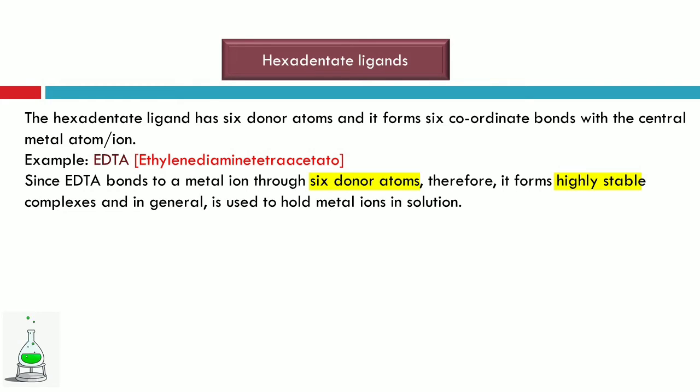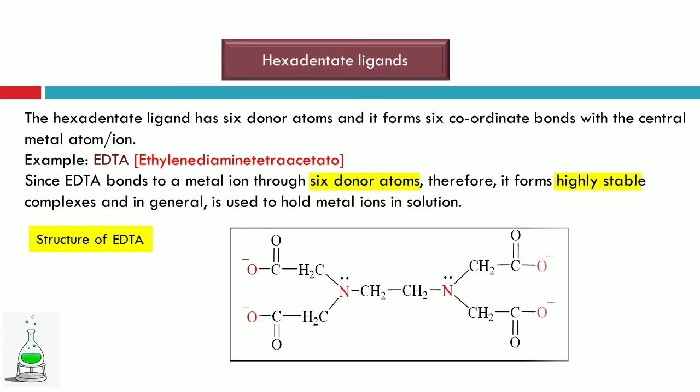Here we have the structure of EDTA. In this ligand, there are 4 oxygen atoms which carry a negative charge and 2 nitrogen atoms which carry lone pairs of electrons. So totally 4 oxygen and 2 nitrogen. So it is a hexadentate ligand.